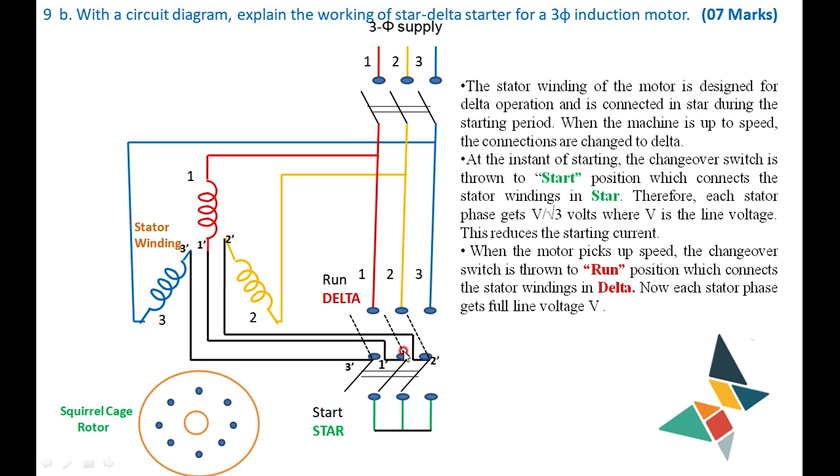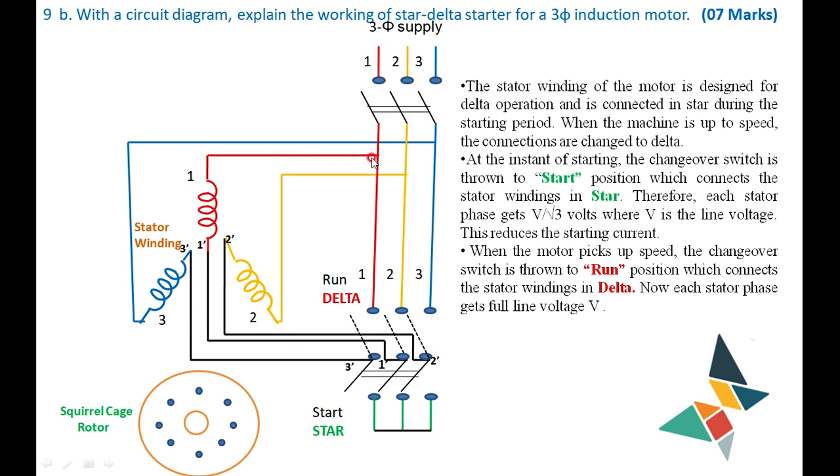2 is connected to 1 dash. 1 dash is here. Sorry, here it is 1 dash. Sorry, 2 dash here, 2 dash to 2 dash. It is 1 dash here. See here, this is 1 dash. Means you are starting here.